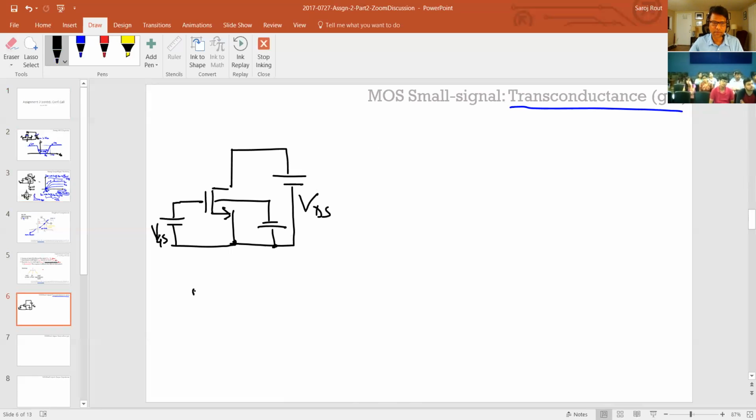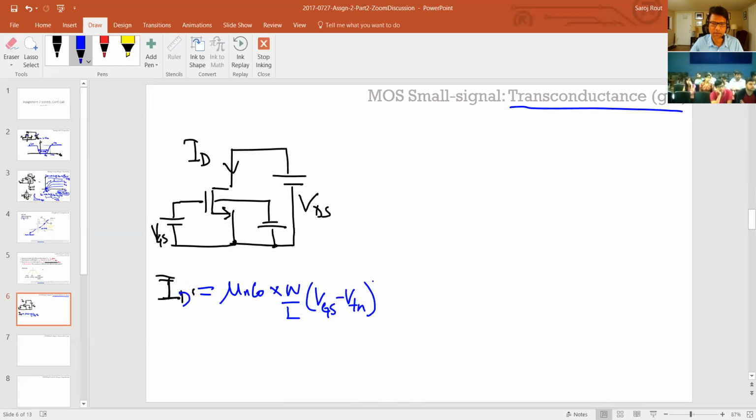Now, we saw the current equation ID, right? Current equation ID is mu n COX, in the active region, times VGS minus VTN, which is the V effective voltage. That's the equation, right? So you can see that this is a nonlinear equation, right?